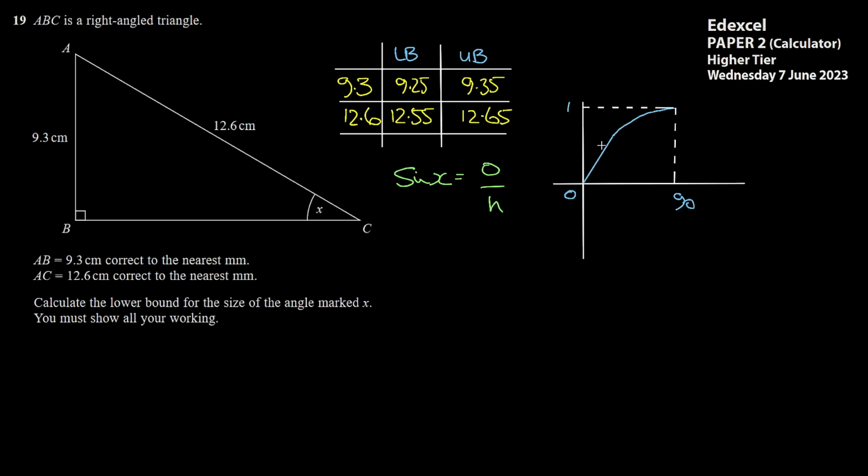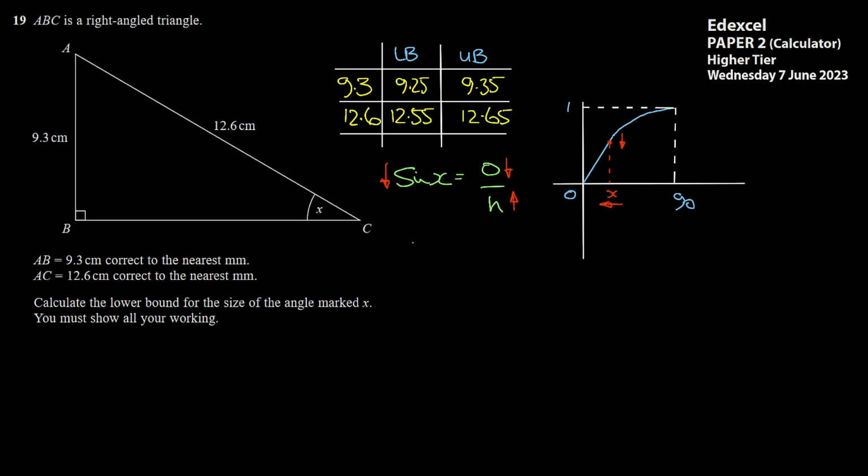Just a reminder of what sine does. Sine climbs from 0 to 1 as it goes up from 0 to 90. So let's say our angle is here. We need the lower bound of the size of the angle, so we need x to be lowest. So for that, we need sine x to be lowest. So we're looking for the lower bound of sine x, which means we need the lower bound of the opposite and the upper bound of the hypotenuse.